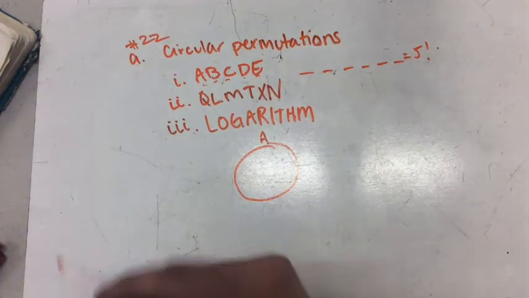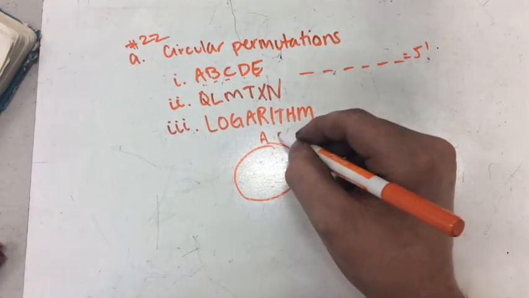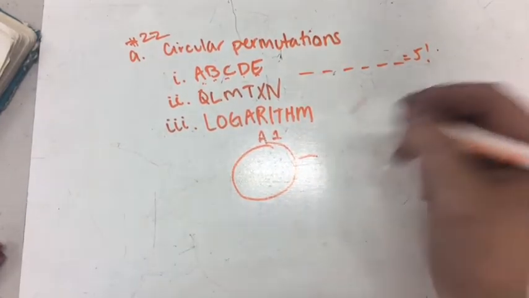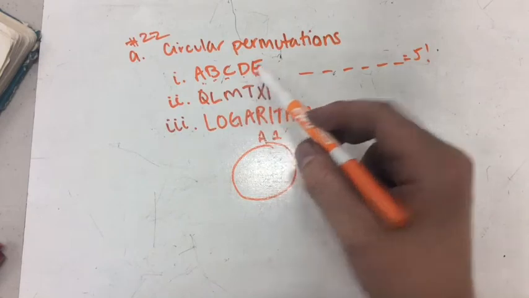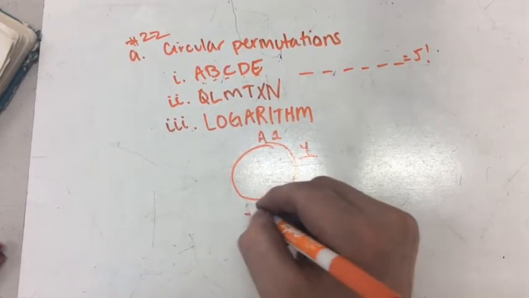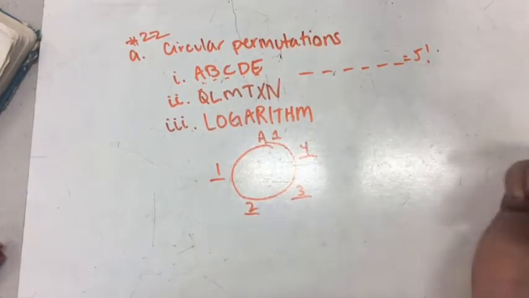Why not start with A? Okay. How many ways can we choose A? Well, there's only one way to choose A. For the next spot, how many ways can we choose B, C, D, or E? Well, there's 4, followed by 3 choices, followed by 2 choices, followed by 1 choice.